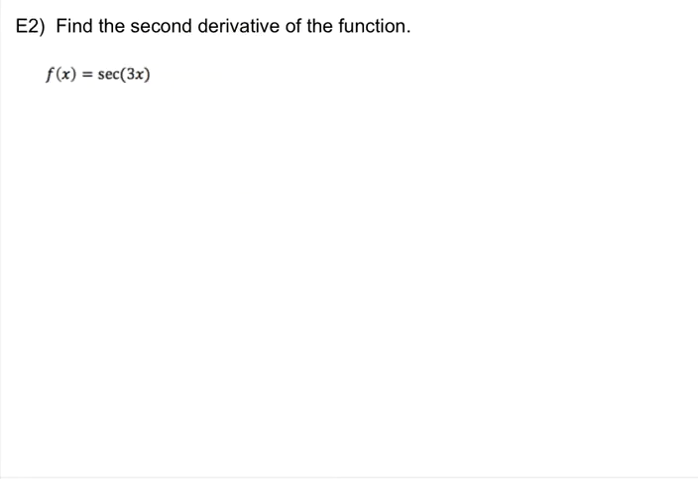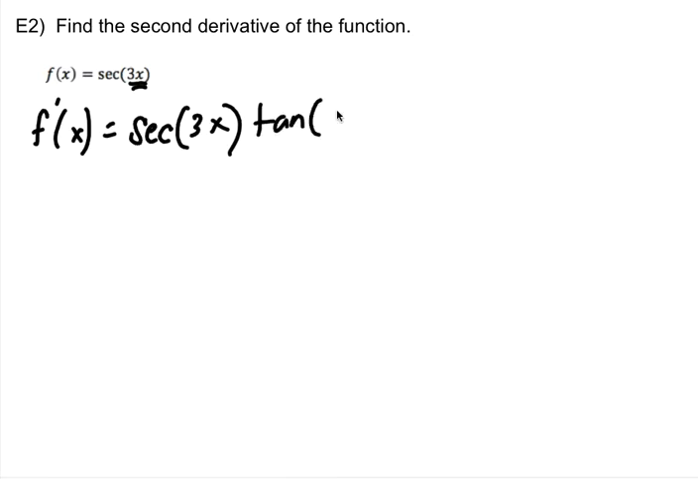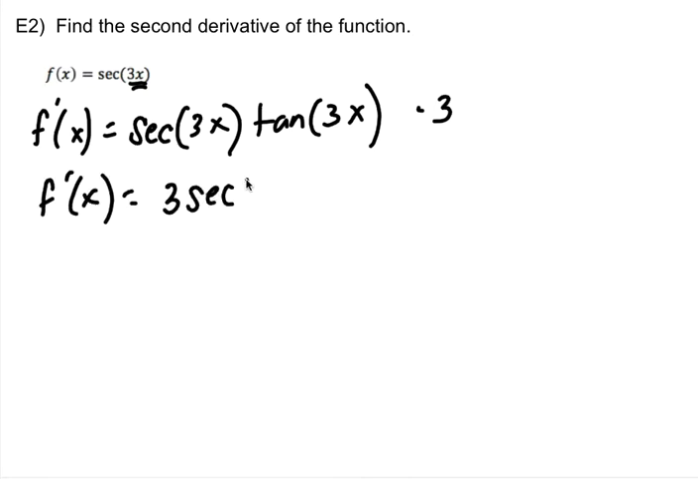All right, we're going to go ahead and find the second derivative of secant of 3x, right? So the derivative of secant is secant tangent, but notice there's a function inside the function. The derivative of secant of something is secant of that thing, tangent of that thing, but I need to apply the chain rule and differentiate the thing inside. So I'm going to get that my f prime of x is a 3 secant of 3x tangent of 3x.